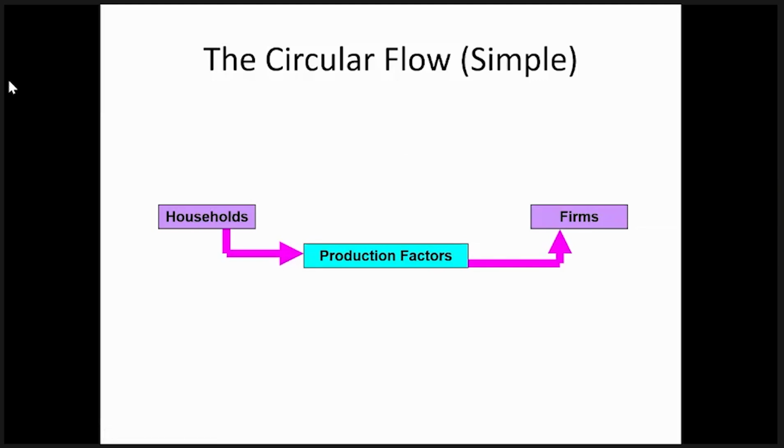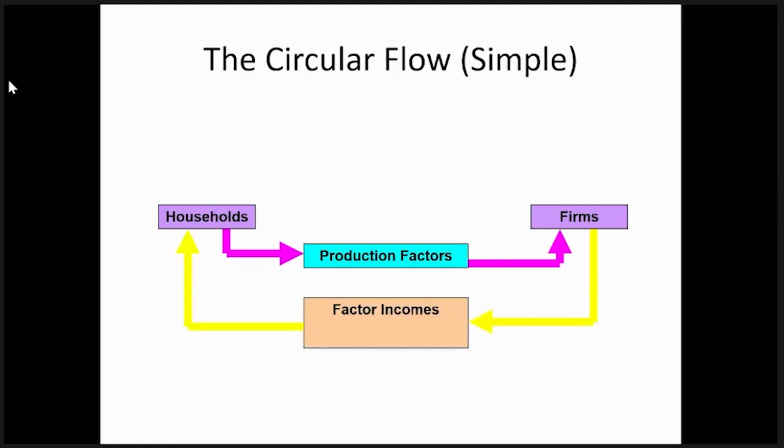Then what do firms do? Firms will pay the income to the households. Right? It may be rent, wages, interest rates, and profit. And those are the payments to land, labor, capital, and entrepreneurship. So we pay rent for land. When the firms get land from households, firms pay rent to the households. So it is an income to the households.